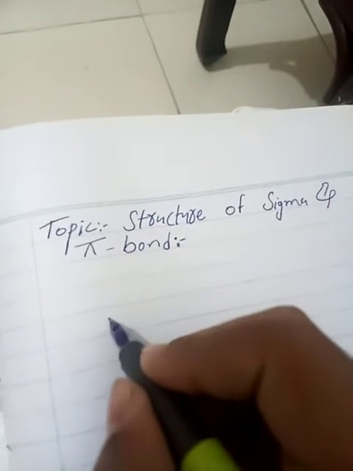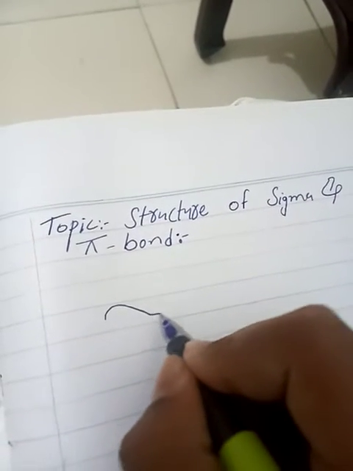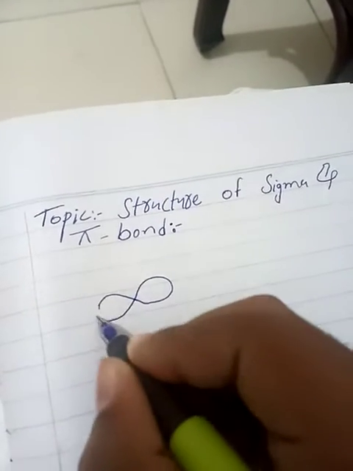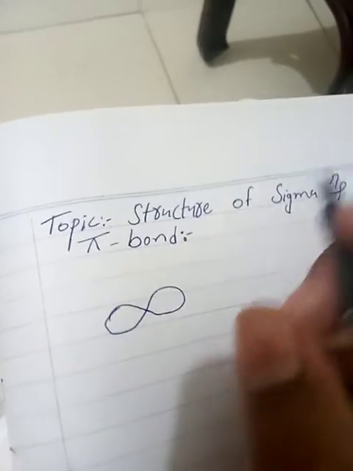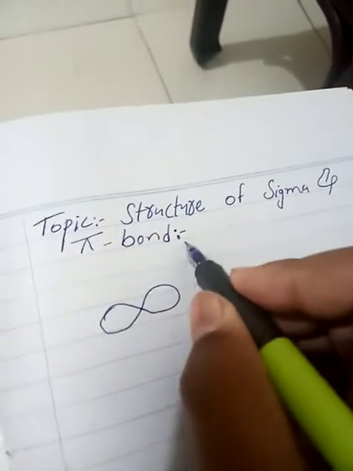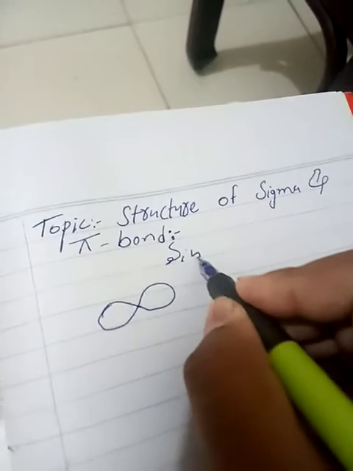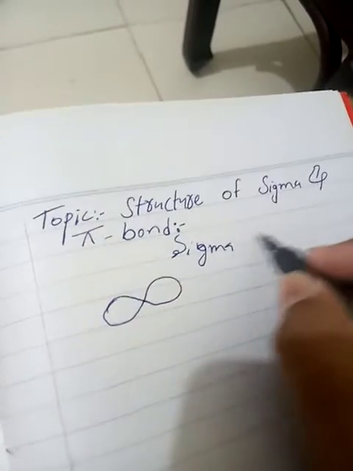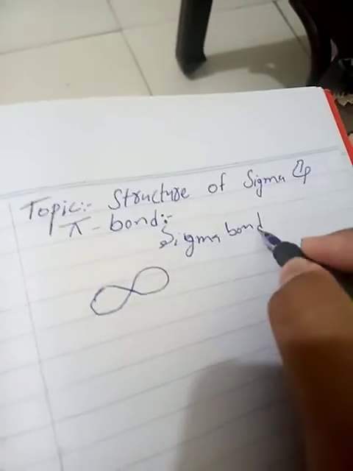So let's start with the structure. For example, here we have a p orbital, which has a dumbbell shape, and the structure I'm drawing here is a sigma bond. Okay, sigma bond. Let's draw the structure of the sigma bond.